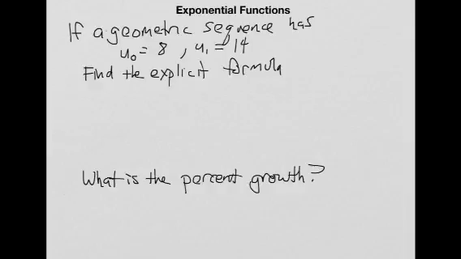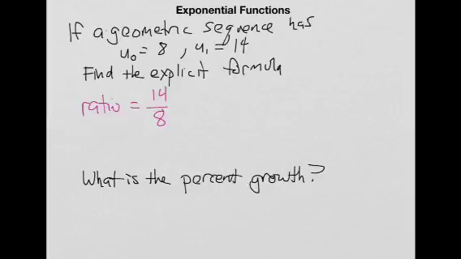First one, I'm just giving you a nice geometric sequence. I give you the starting value, u sub 0 is 8. I know that u sub 1 is 14. The first thing I need to do is find my ratio. And again, my ratio is the current value divided by the previous value.